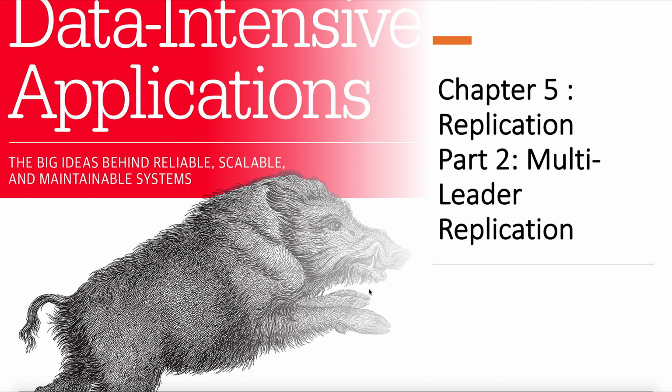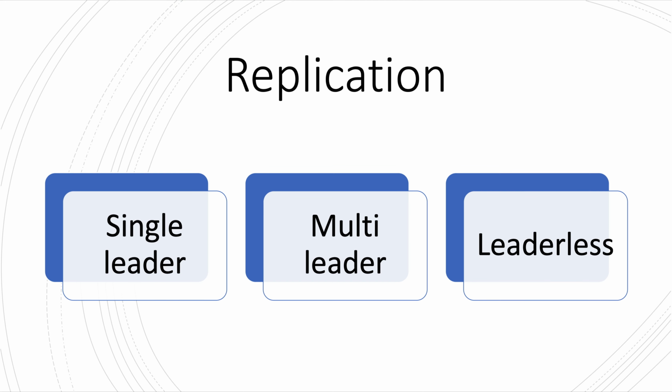Hello and welcome everyone. So in this video we are going to understand the fifth chapter, replication, from Data-Intensive Applications. In the previous video we understood what replication is. Replication is keeping a copy of the same data across multiple machines which are connected via a network. And we also saw that there are three approaches for replication: single leader, multi-leader and leaderless.